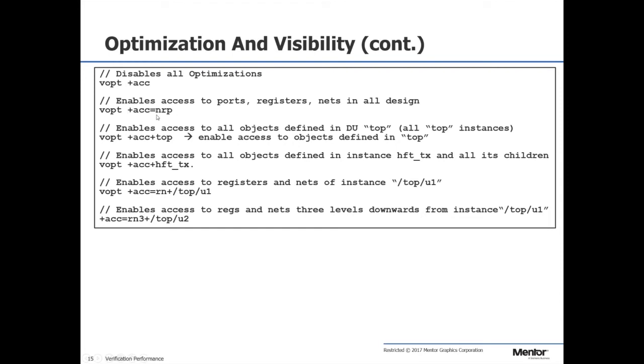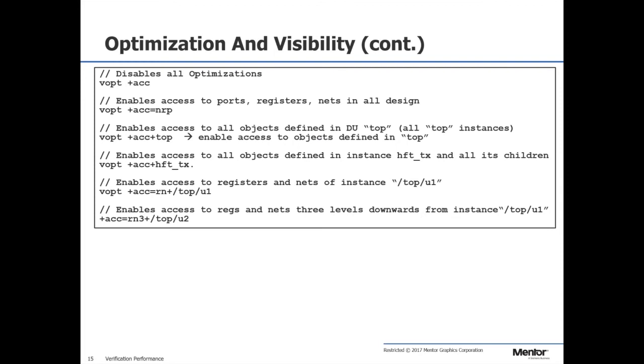So here I've stepped back and I said, you know what? I don't care about parameters. Well, I have nets, ports, and registers. So I don't care about parameters. I don't care about local variables. I don't care about a whole lot of other stuff. So I'm just going to preserve those three pieces. Right here, I've said vopt +ACC, and then I've said, let's preserve all the things in the instance name top. So I've preserved all of the objects just in the instance name top.